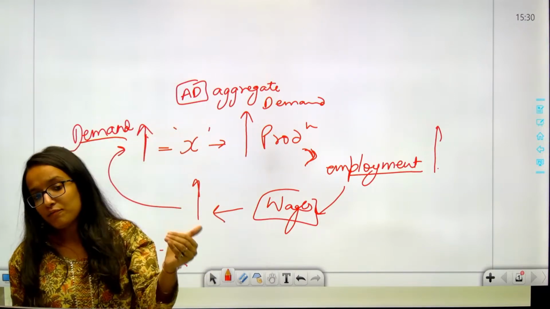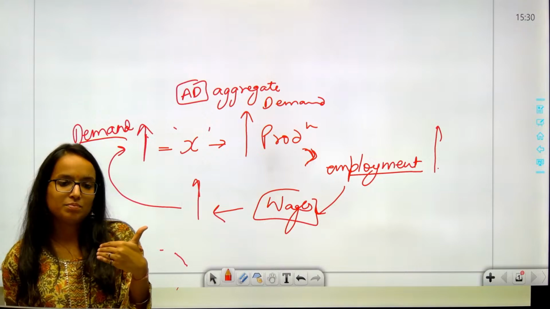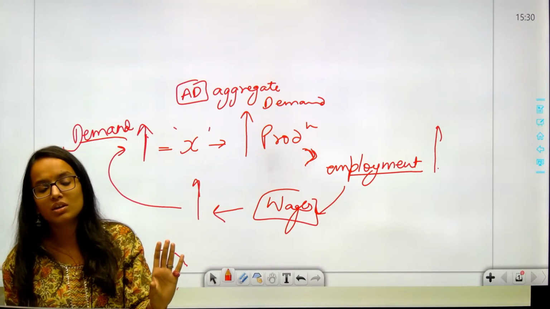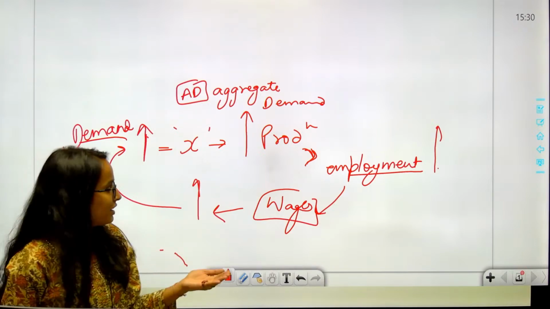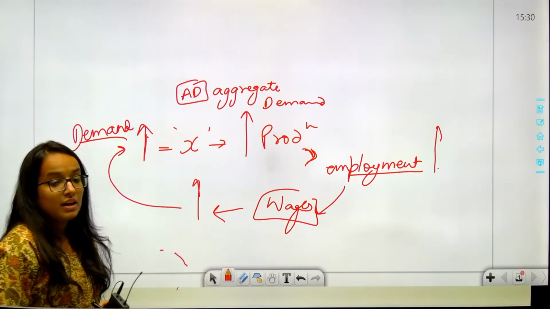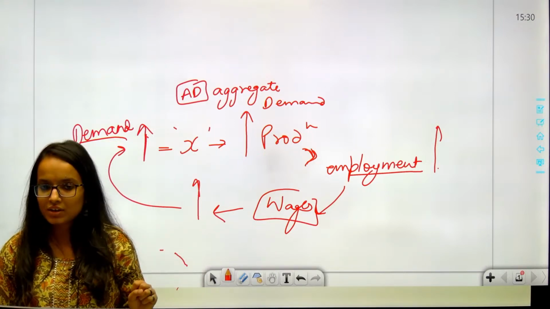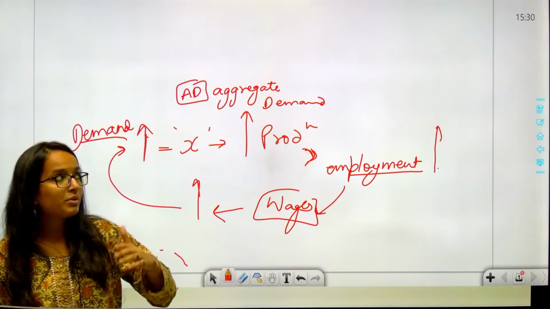If demand for any good is less, the producer will stop producing any further units of that particular product. Why? Because it is not getting sold in the market, right? So production will fall, and as production falls, there would be less requirement of workers. So some workers would be fired, there will be unemployment, so unemployment will increase.